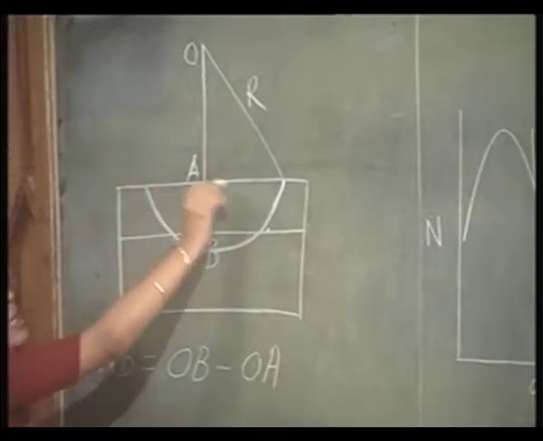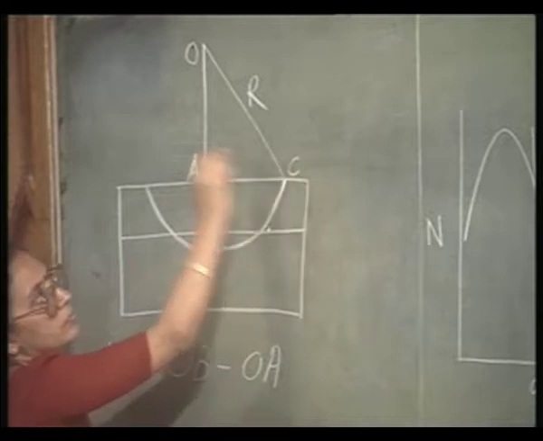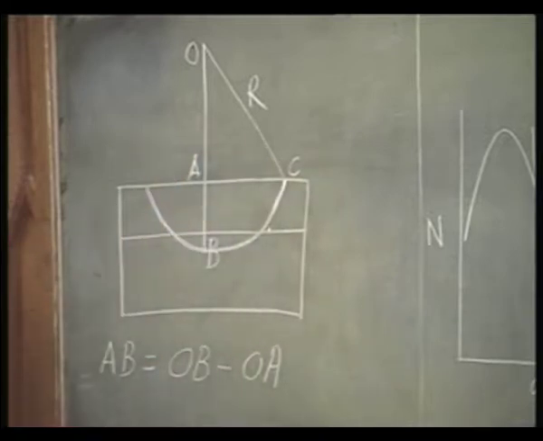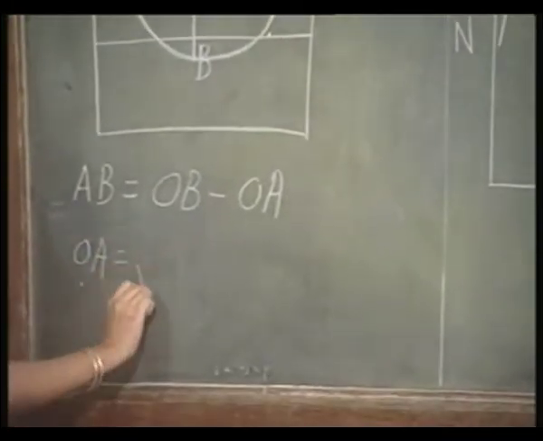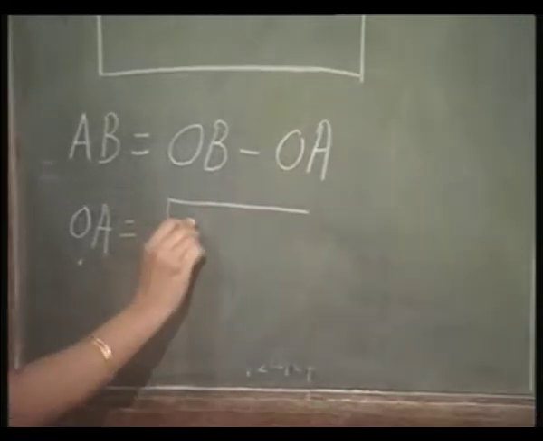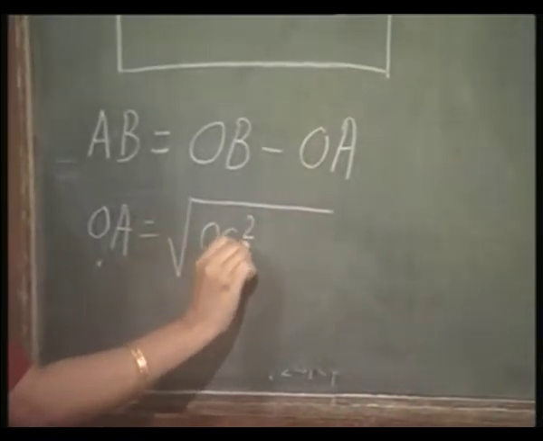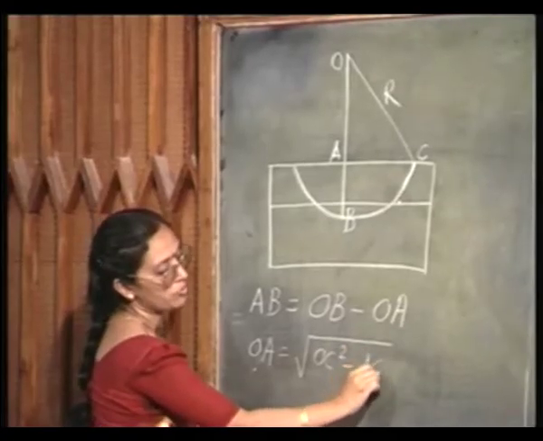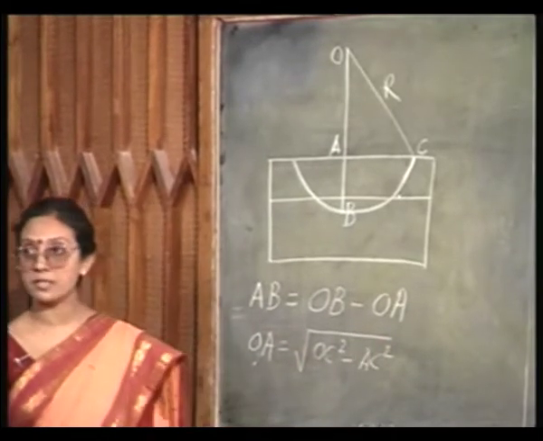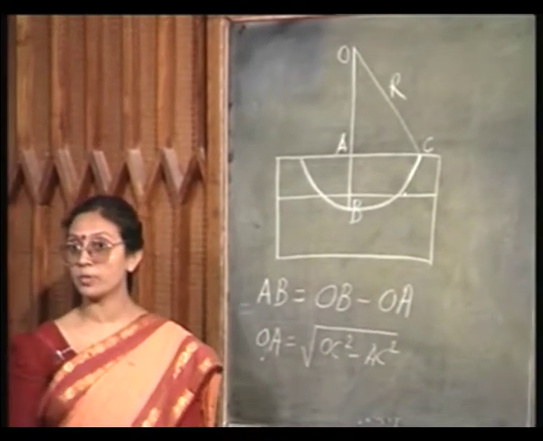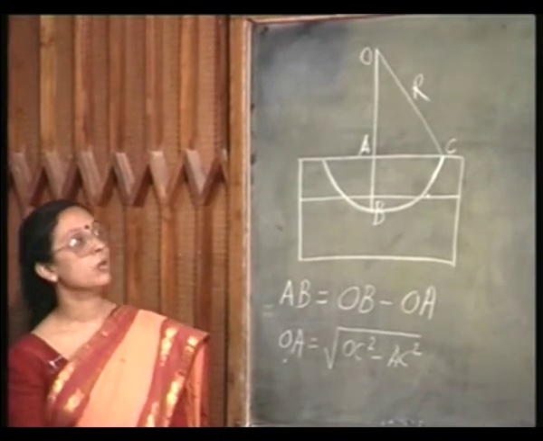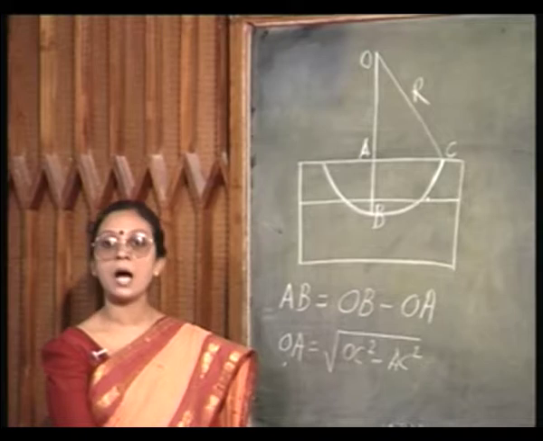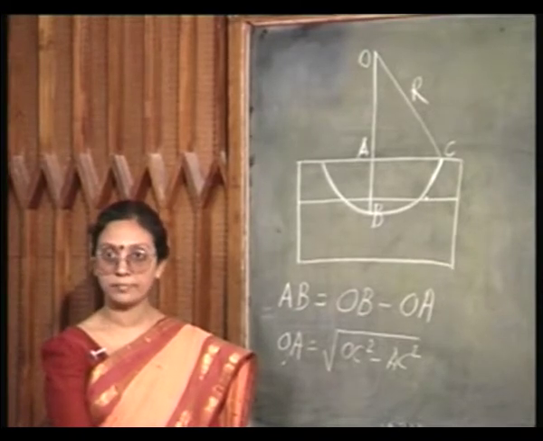If you look at this triangle OAC, then OA is given by the square root of OC square minus AC square, Pythagoras theorem. I hope you remember, right? Okay. You already know OC, OC is actually R, the radius of the cylinder. Okay.